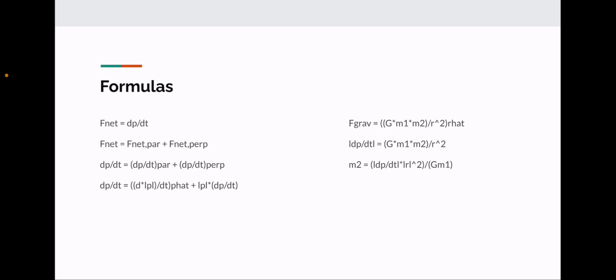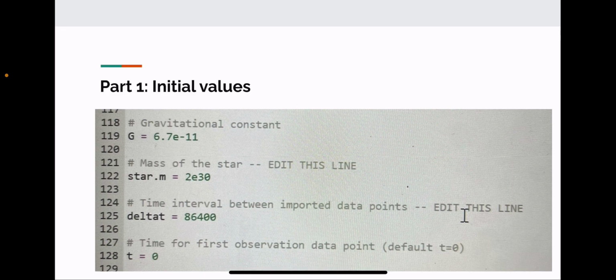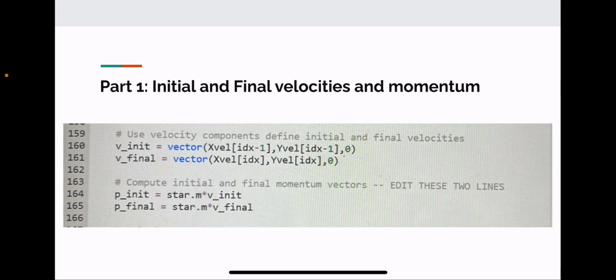With some rearranging done through basic algebra, we can create an equation that solves for the mass of the black hole. G represents the gravitational constant, which is equal to 6.7 times 10 to the negative 11th. We were told the mass of the star was 2 times 10 to the 30th kilograms. The lab also told us to make delta T equal to 1 day. 1 day is equivalent to 86,400 seconds. The initial and final velocity equations were given to us.